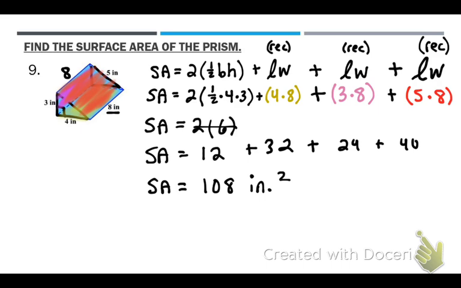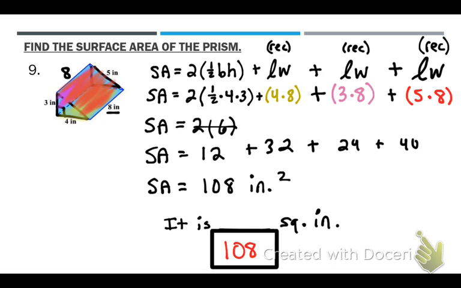Once again, when it says on the portal, it is blank square inches, what will you write in the blank, guys? I really want you guys to get this. Instead of anything else, you're just going to put 108. You don't have to tell me 108 square inches because it already says square inches right there. All right, so that's how you find the surface area of a prism. If you're still not understanding that, go back to 9.1. That's the lesson where I taught this concept.